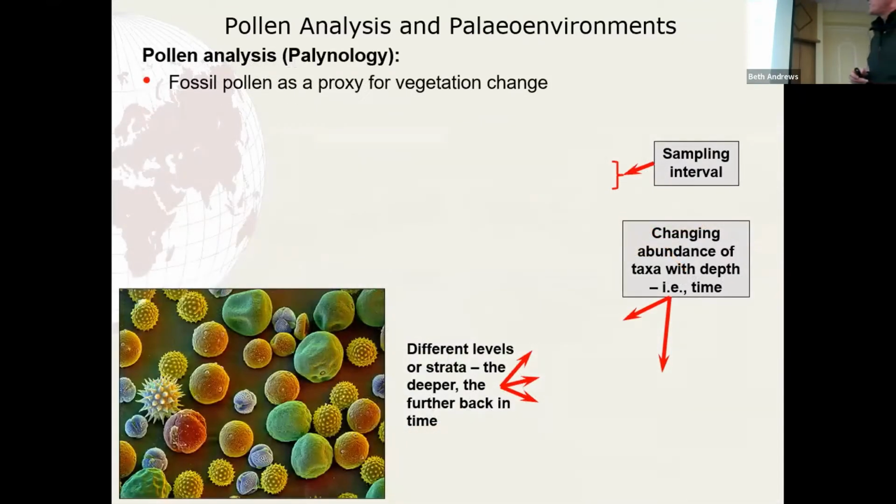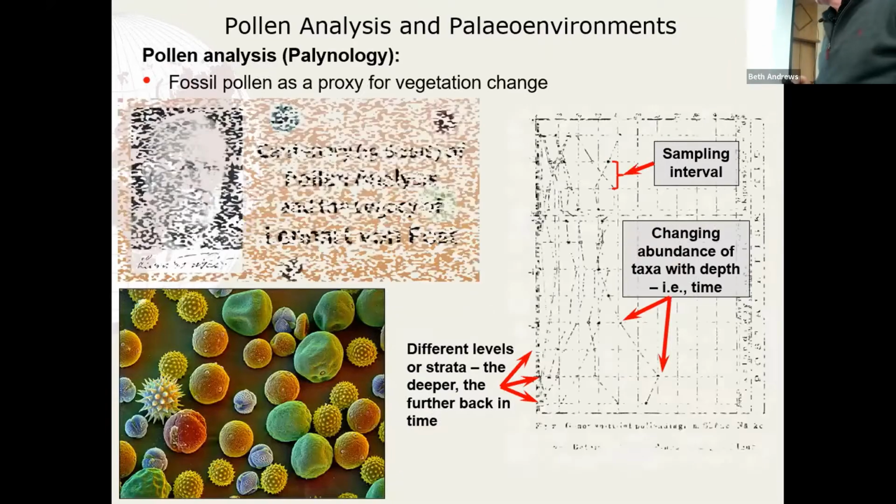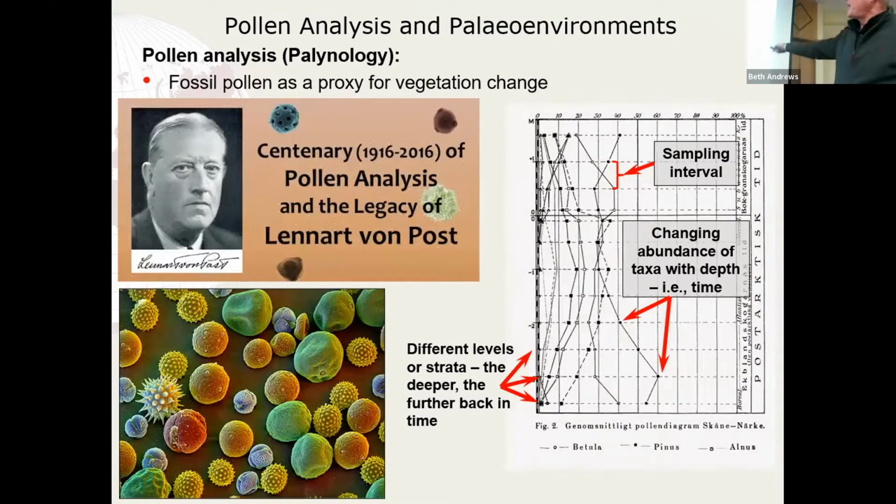So fossil pollen is a proxy for vegetation change. Yeah. It's this guy who invented it. The science is over 100 years old now. It had its centenary in 2016. And it's Leonard von Post who hit upon the notion that if he went to somewhere waterlogged, he was from Stockholm University, lots of waterlogged deposits in Scandinavia, and he took a core, and this is the very first pollen diagram, and I think you'll agree with me, it's an instrument of torture.